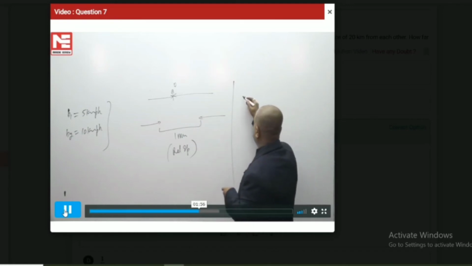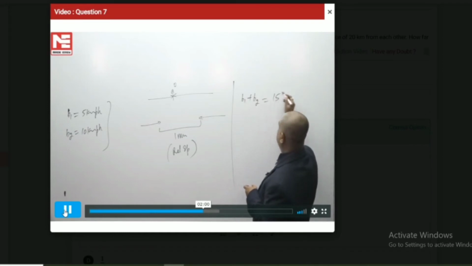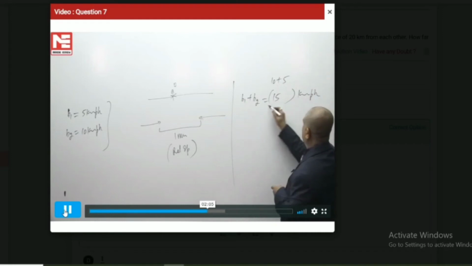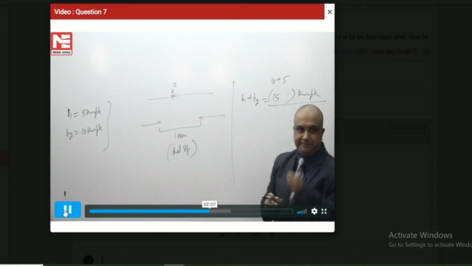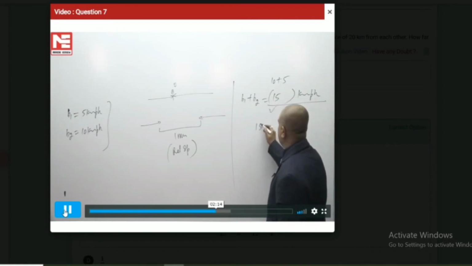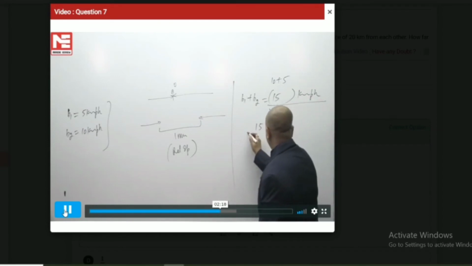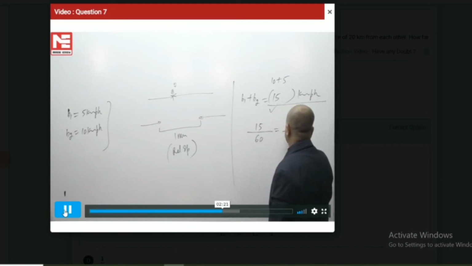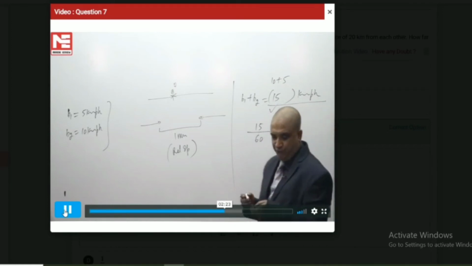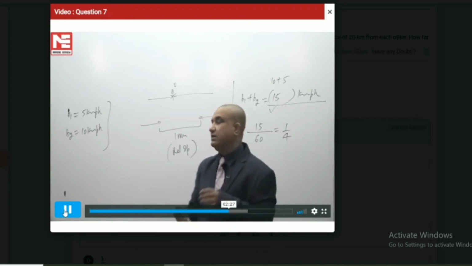The relative speed is v1 plus v2, which comes out to be 10 plus 5, that is equal to 15 kmph. Kilometer per hour is the unit, so the relative speed is 15 kmph. In 1 hour they cover 15 kilometers, so in 1 minute they are separated by 1 by 4. 1 by 4 is the distance in kilometers.